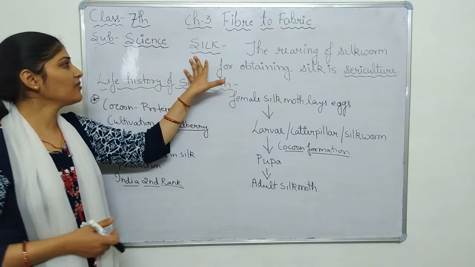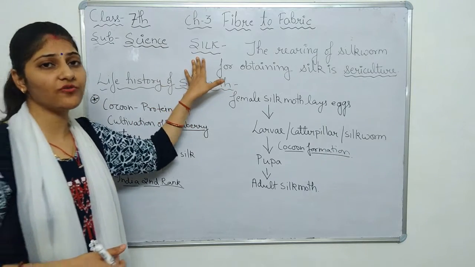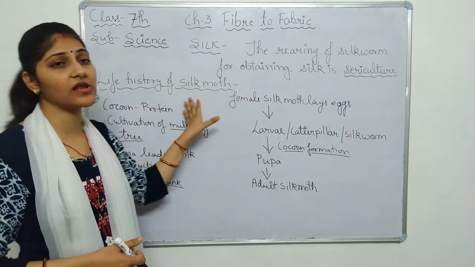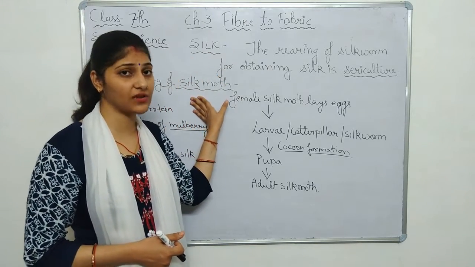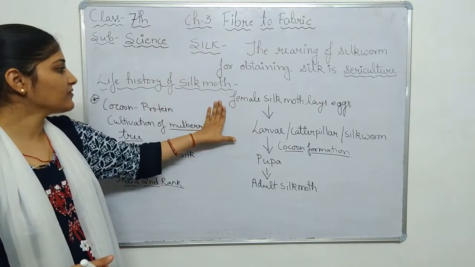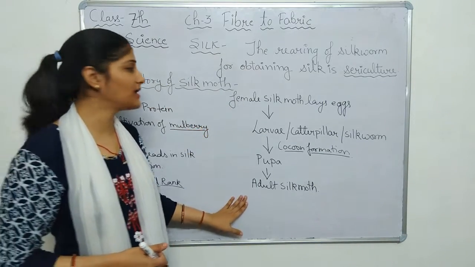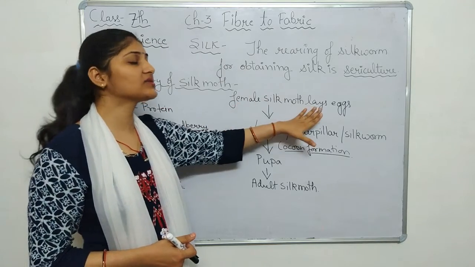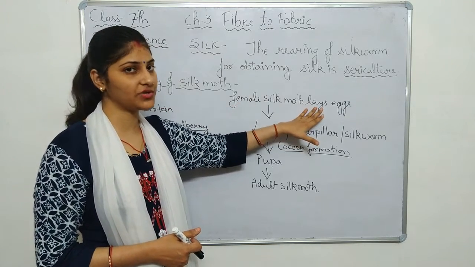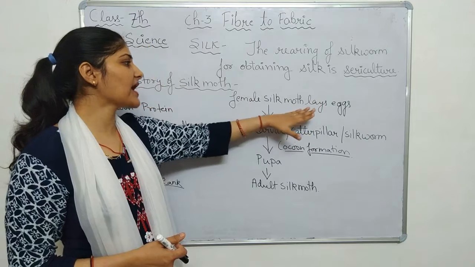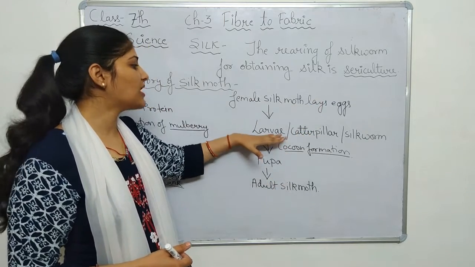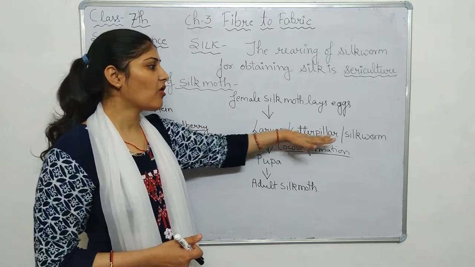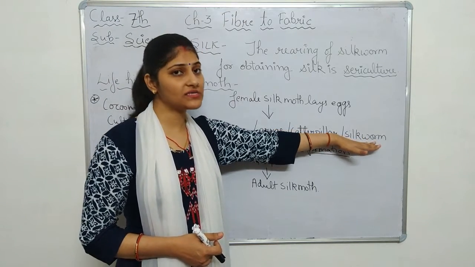Now before understanding the process of obtaining silk, let us first understand the life cycle of silk moth, which gives us the silk fiber. Let us understand through the flow chart. First, the female silk moth lays eggs on the leaf of mulberry tree. After that, these eggs hatch into larvae. These larvae are also called caterpillar, or we can also call them silkworm.